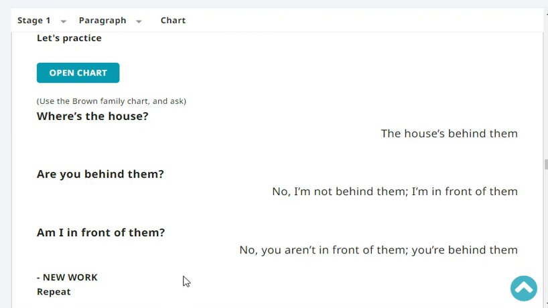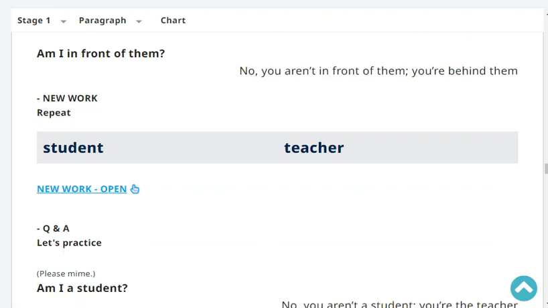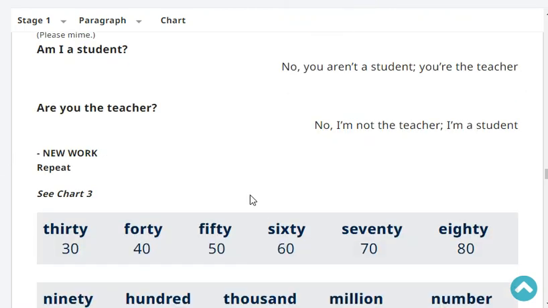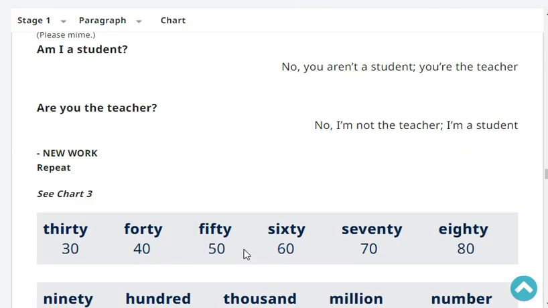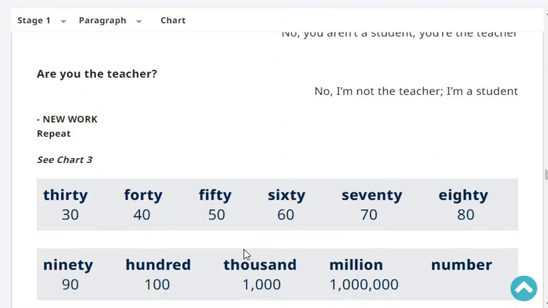Very good. Am I a student? No, you aren't a student. Read the head word first. Student, teacher. Very good. Am I a student? No, you aren't a student. You're the teacher. Are you the teacher? No, I'm not the teacher. I'm a student. Very good.